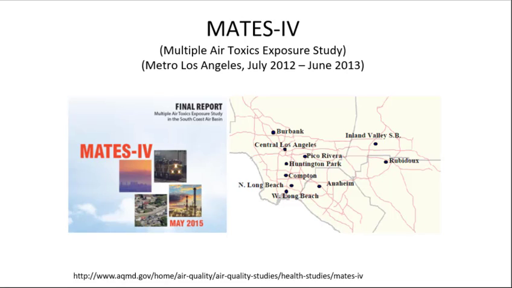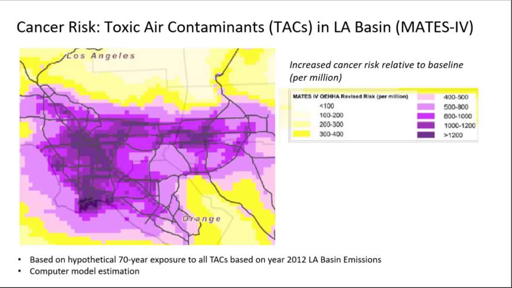Among the main goals of the MATES studies is to assess the distributions of air toxic concentrations across the city in order to identify areas of the city and neighborhoods affected most predominantly by air toxics. The most recent MATES study is MATES 4, from July 2012 to June 2013. Since the main inhalation risk due to air toxics is cancer, a central result of the MATES studies is the generation of maps depicting estimates of the increased cancer risk due to inhalation of air toxics across the basin.